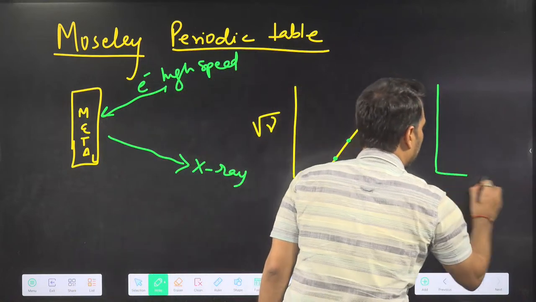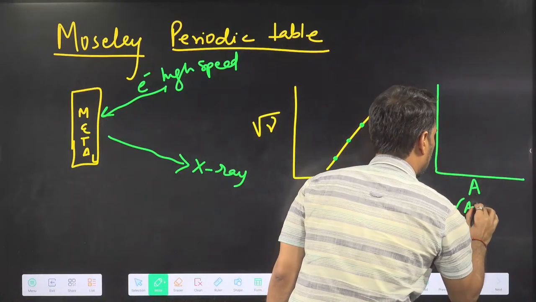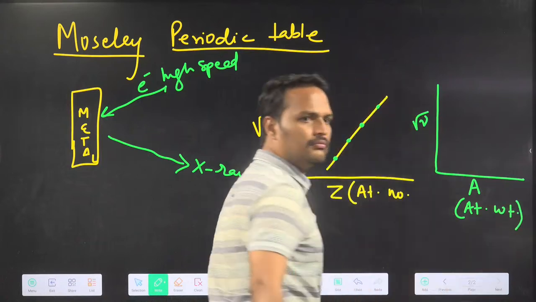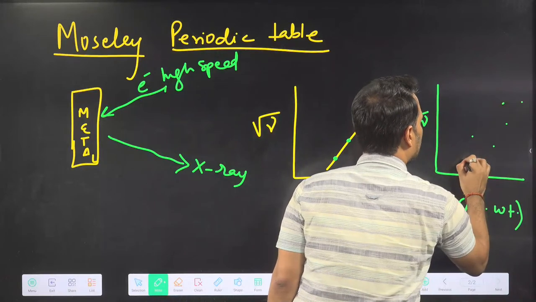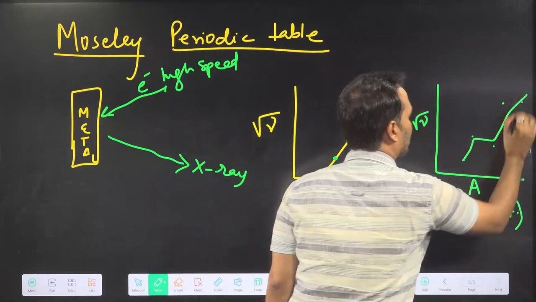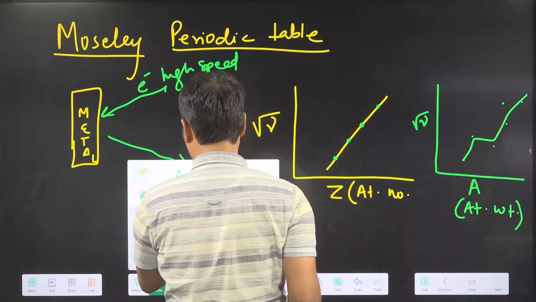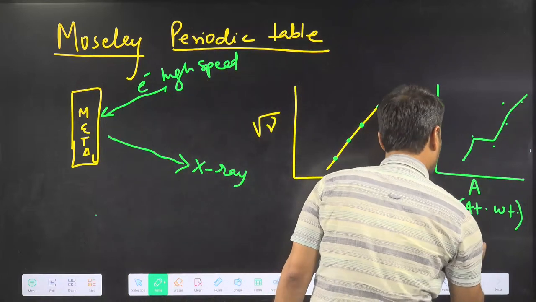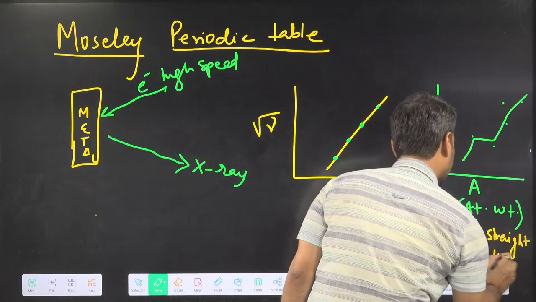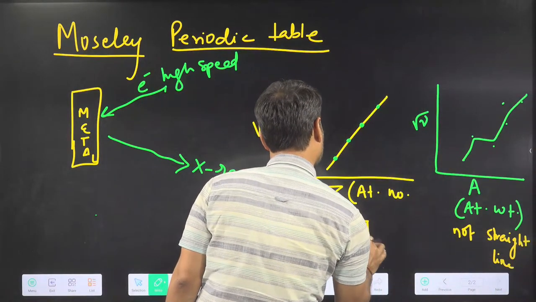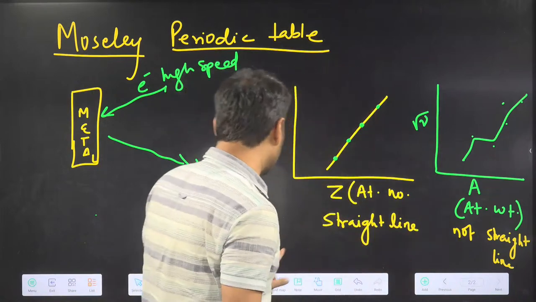The same thing he did with the mass number, atomic weight. And this was not a straight line. Random lines were coming. It was like this and all, you can say. It was not a straight line. Can you see this point? Very important. Not straight line. Straight line. So they will ask you this. Two, three things they will ask you here.